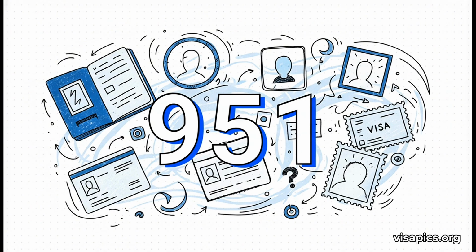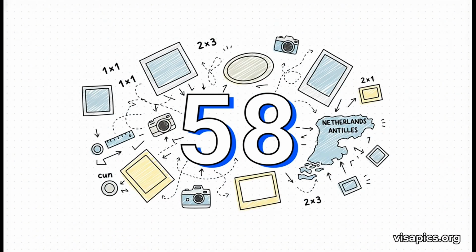We're talking passports, visas, national ID cards, driver's licenses, even things like firearms permits. And pretty much every single one has its own unique photo spec. It's just wild. And if you really want to see how deep this rabbit hole goes, check this out. Let's just look at one territory, the Netherlands Antilles.